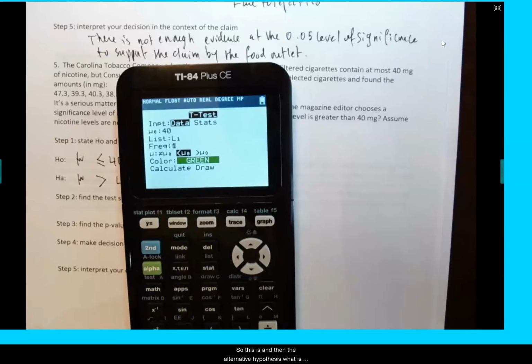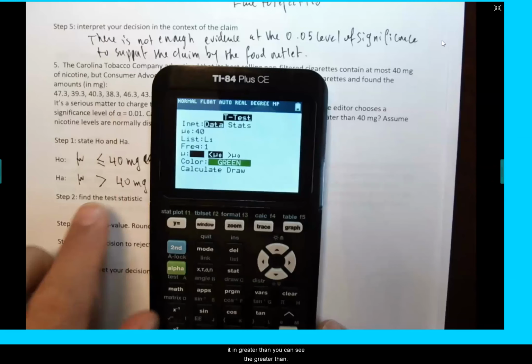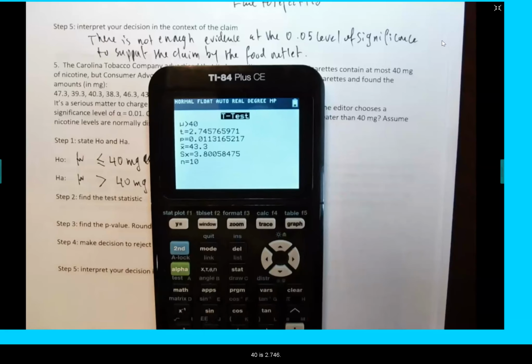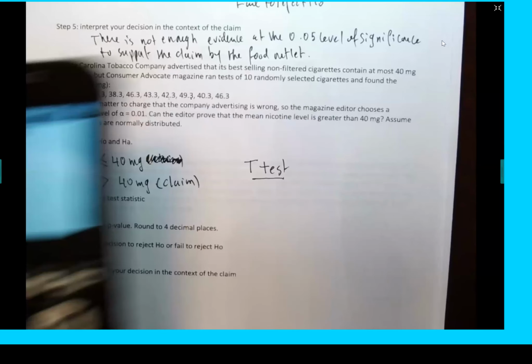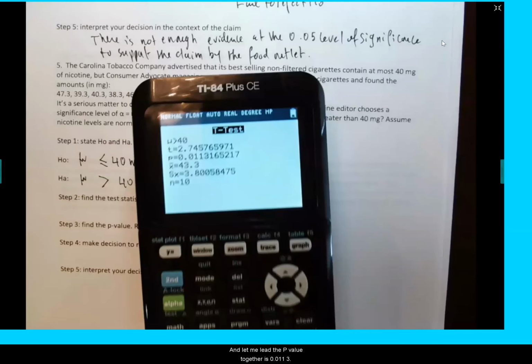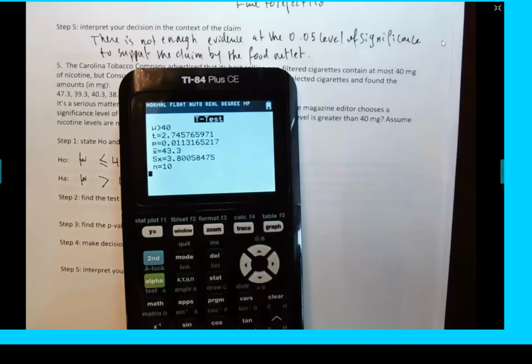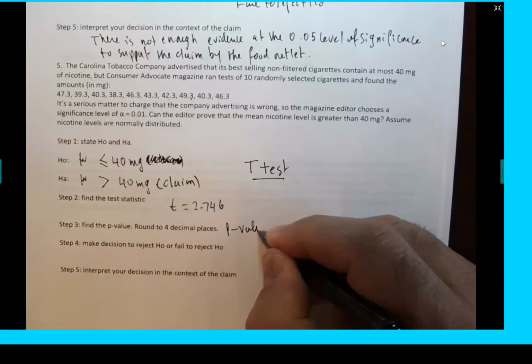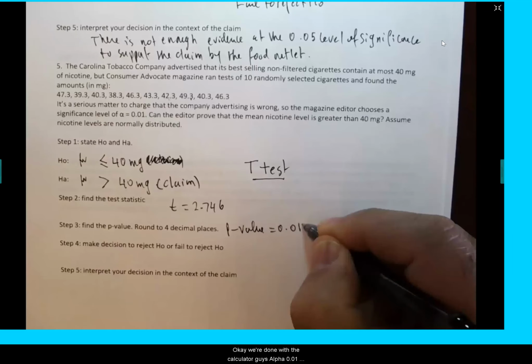All right, and then the alternative hypothesis, what is it? Greater than, you can see it's a greater than. And now hit calculate, and that's it. So T is 2.746. And let me read the p-value together. It's 0.0113. Okay, we're done with the calculator, guys.